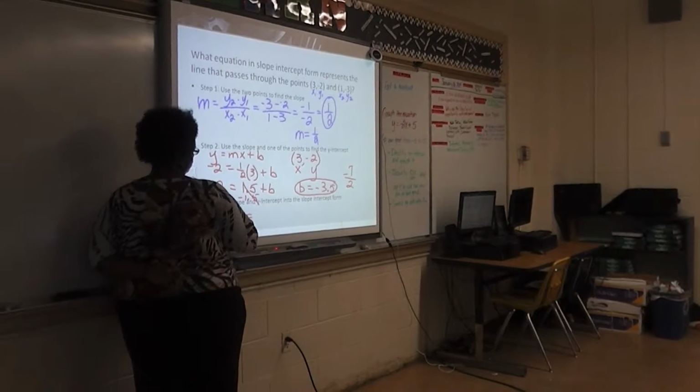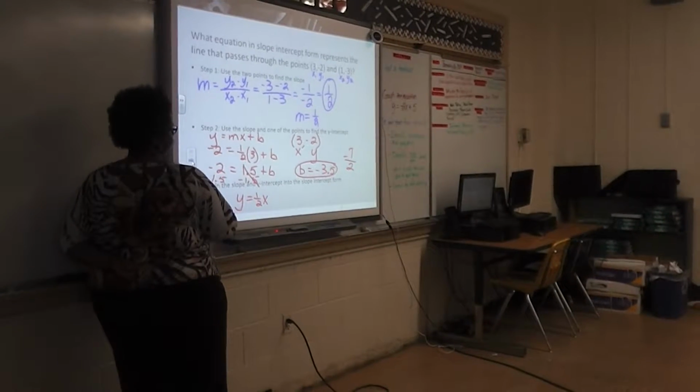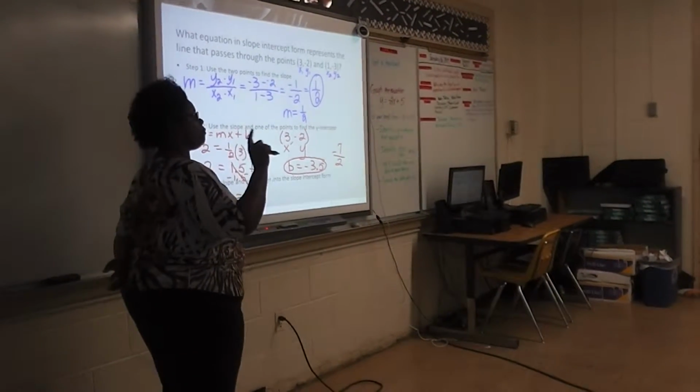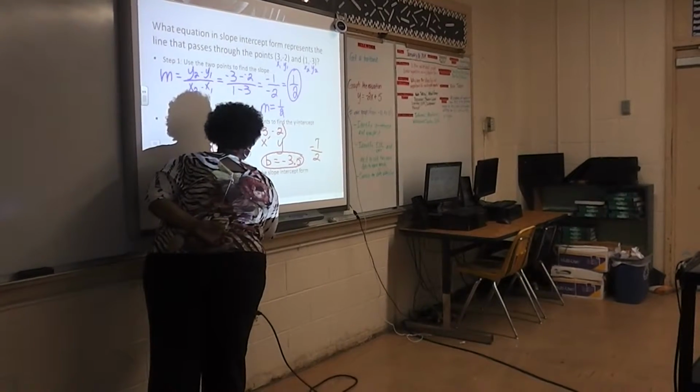Now 1/2. Oh, yeah. x plus negative, plus 3.5, 7/2. Okay, plus, yeah, negative 7, negative 7 over 2.